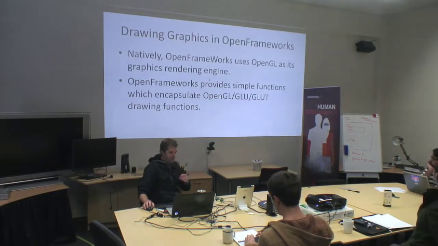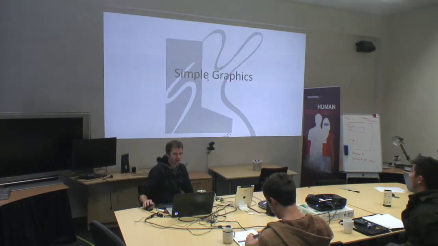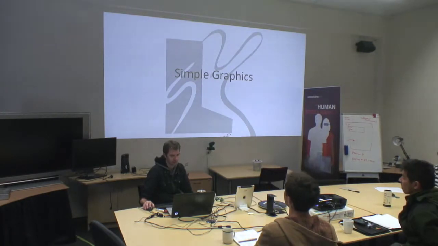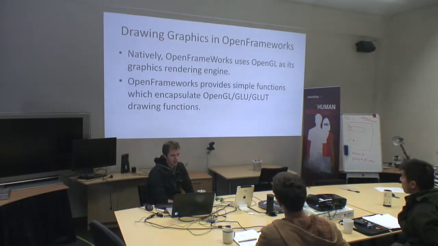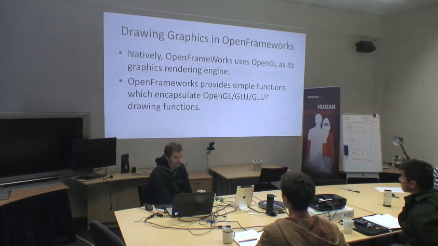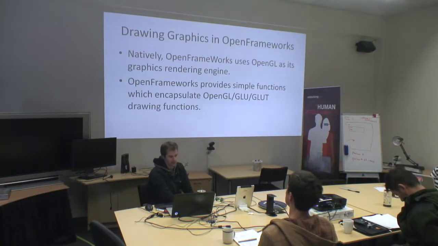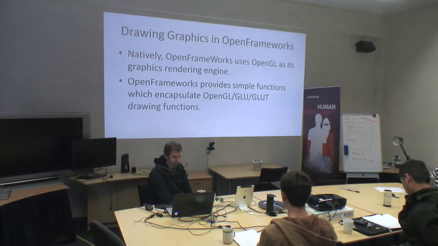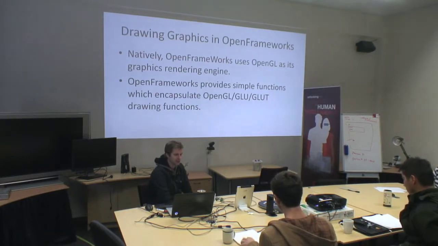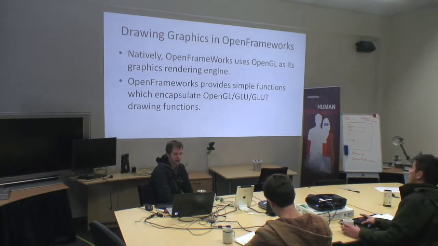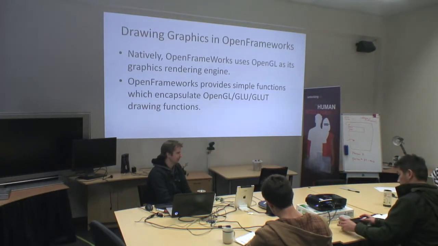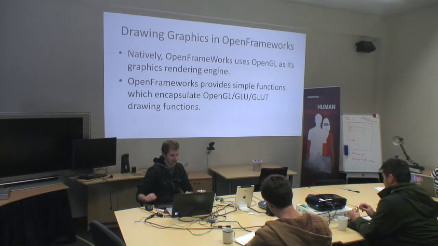Right. So let's start with some graphic stuff because obviously that's the first most important thing we want to look at. In Processing, we did stuff using the Processing rendering toolkit, which was built on top of the Java rendering toolkit, or could also use OpenGL as well. Natively, Open Frameworks uses OpenGL as its graphics rendering engine and provides a whole bunch of simple functions which encapsulate various OpenGL functionality to make it easier to use.